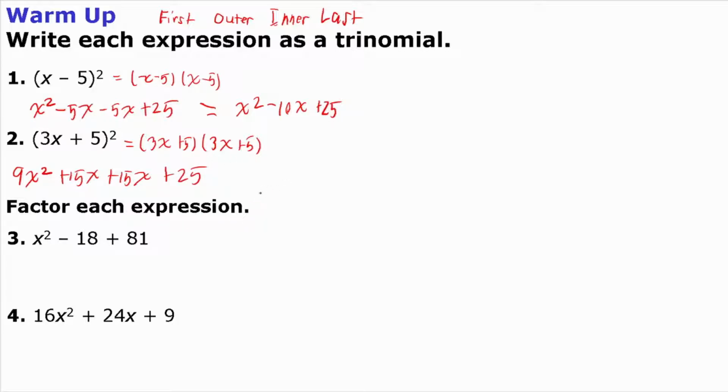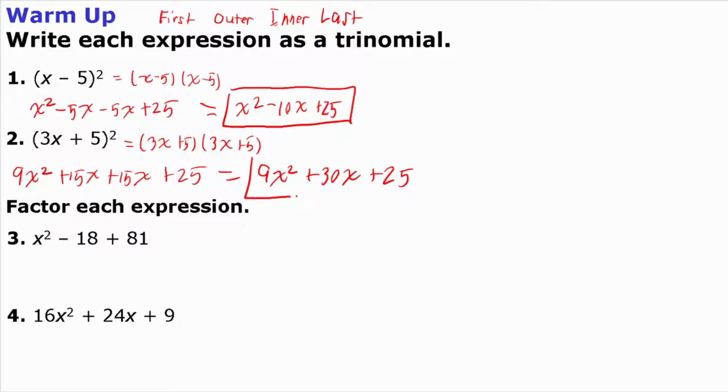So when we combine everything we got here, we get 9x squared plus 30x plus 25. And there you go. We got our two answers. Let me just box them off. And boom, we're good to go.